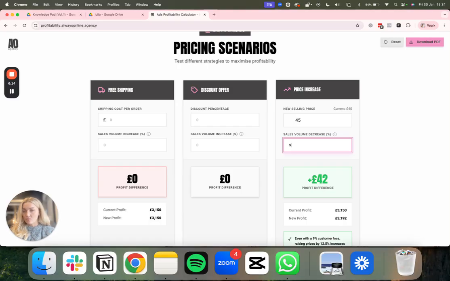So it's a really good way to understand how these different scenarios affect your cash flow and not just your revenue and your ROAS and your CPA, like actually understanding what that will do with money in the bank. So this is the ROAS calculator. I hope you find it helpful.